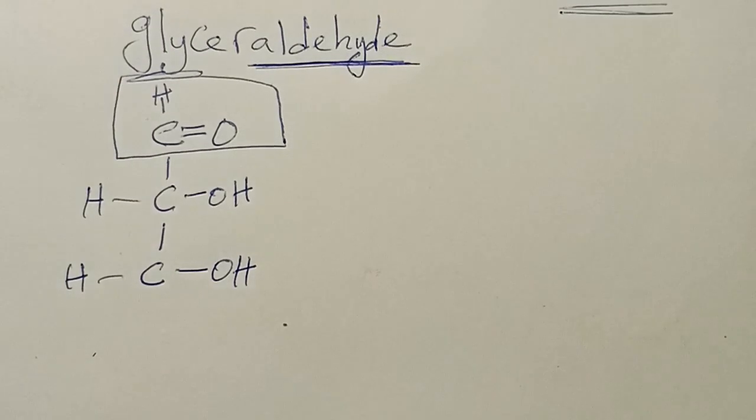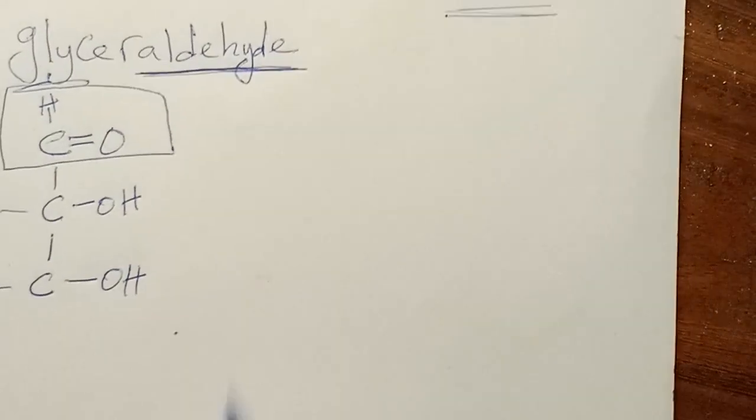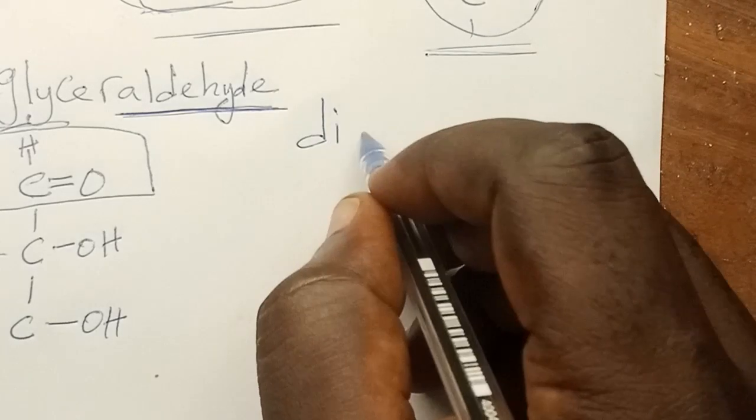I will draw another structure to represent the formula of a carbohydrate where we have the keto group instead. In this case, I'm going to use dihydroxyl acetone.